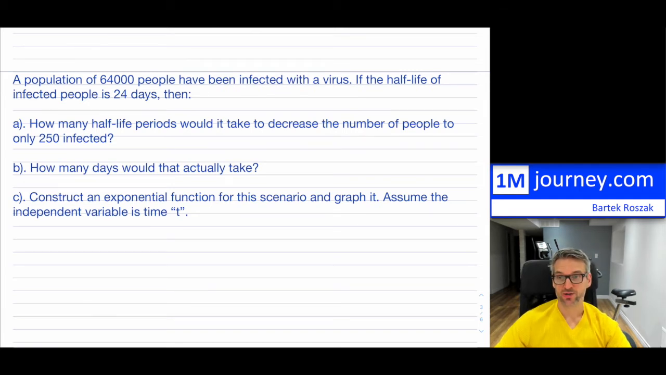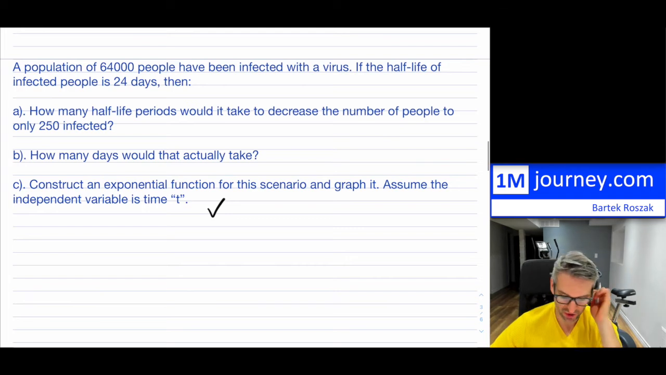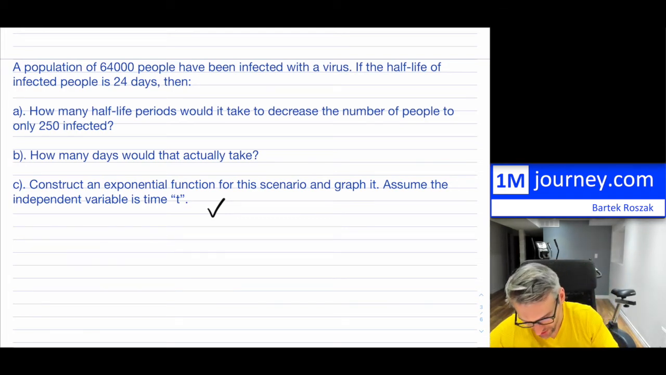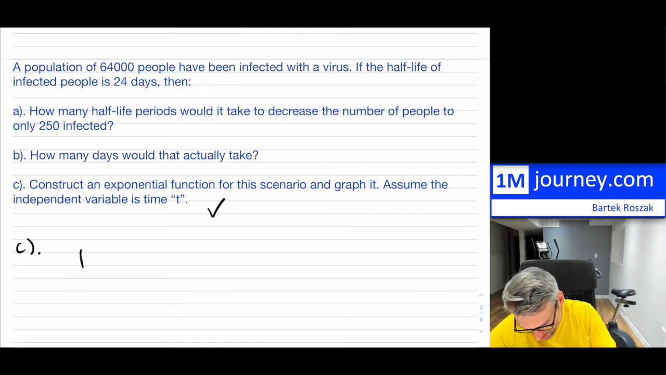All right, so we're going to try to set this thing up, and then see how it relates back to this half-life. I'm actually going to start with C, constructing an exponential function for this. So in order to answer part C, now we're talking about a population, so I'm going to say P, and our variable is T, and this is what I'm going to put in here.